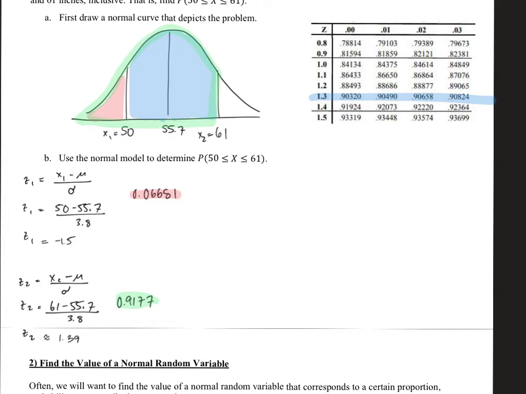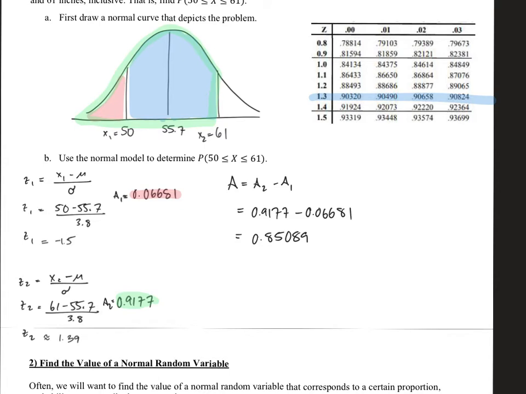I'll call this area 1, and that's area 2. So to find the area that we want, that is going to be area 2 minus area 1. So that will be 0.9177 minus 0.06681. Calculating that out, I end up with 0.85089. So that is the proportion we're looking for.